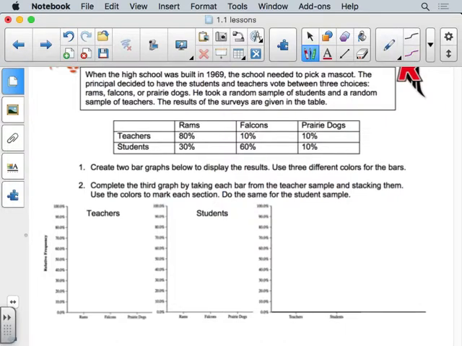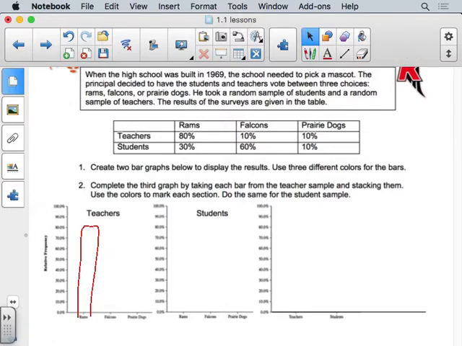So we are going to do a teacher only graph, a student only, and then we're going to make a segmented bar graph for our third. If we're only working with teachers, just to go back to that first lesson, this is like a conditional graph, because we're only caring about the teachers. Okay, so we got percentages here.